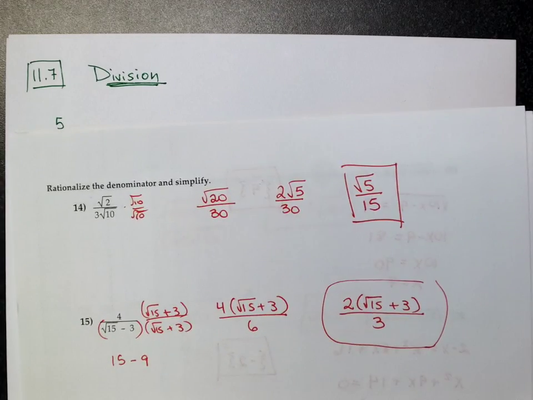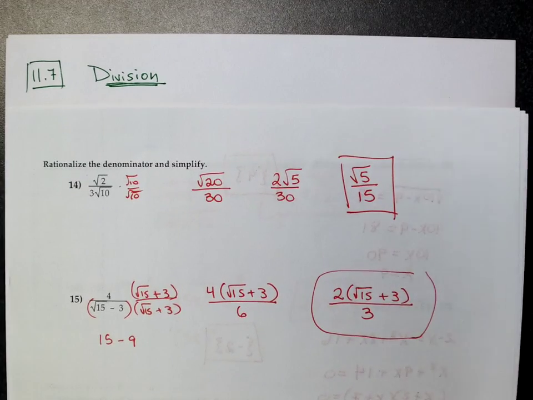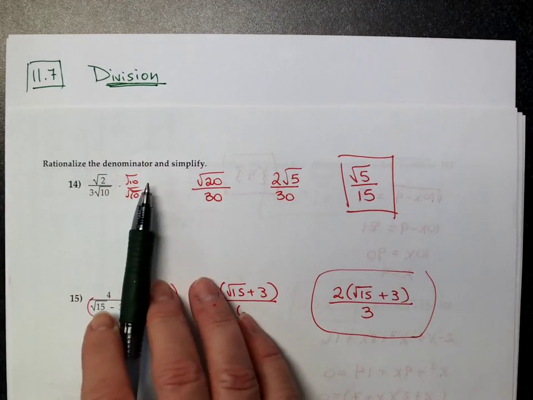So if you scan back in your exam, did everybody get their exam back? Okay. So numbers 14 and 15 in your exam, the directions were to rationalize the denominator.